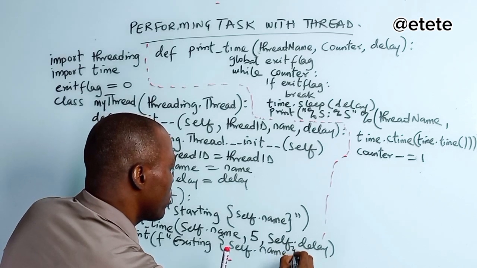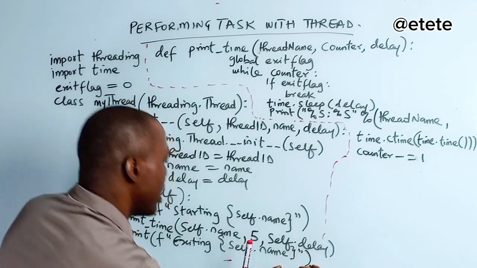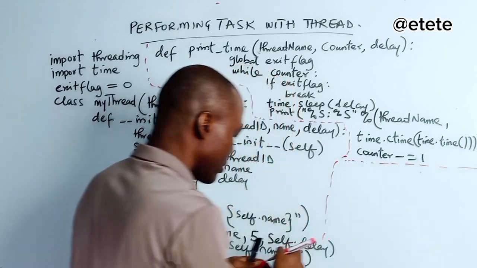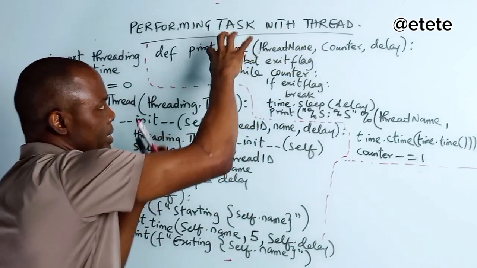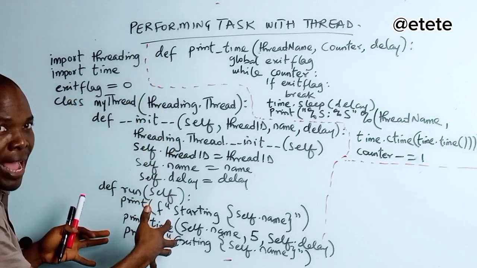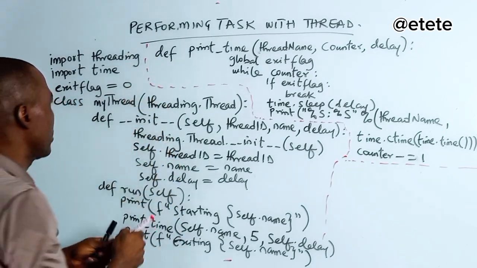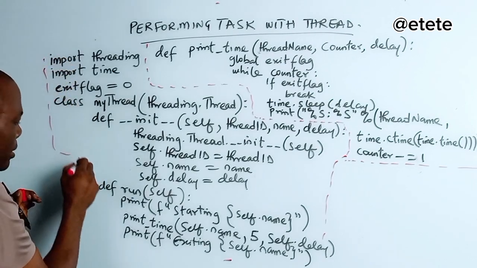Then I will close the curly bracket, close this, and then this. Now I'm going to close this here. So this is my task, right? This is my task. This is my thread class that I've created, which is complete. So this is my class.